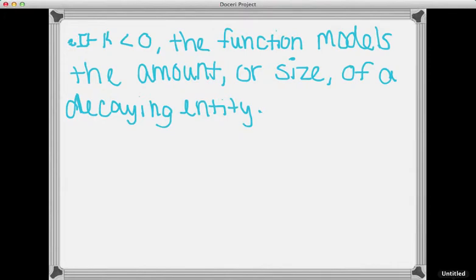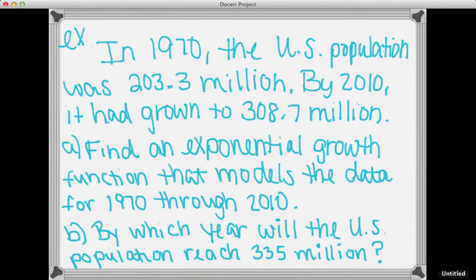If k is less than 0, the function models the amount or size of a decaying entity. A0 is the original amount or size of the decaying entity at time t = 0, A is the amount at time t, and k is a constant representing the decay rate. Okay, so let's do an example.